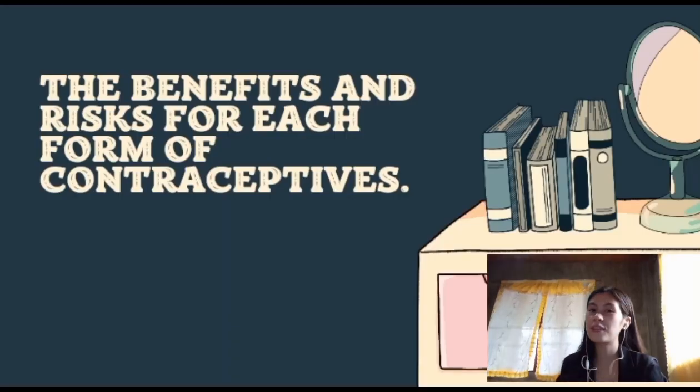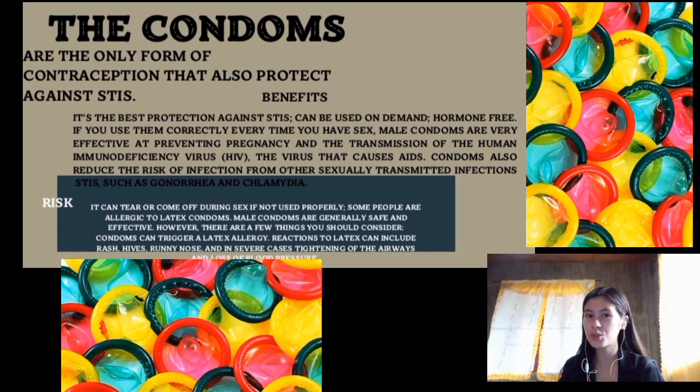Here now are the benefits and risks for each form of contraceptive. First is the condom, the only form of contraception that also protects against STIs. It is the best protection against STIs, can be used on demand, and is hormone-free.